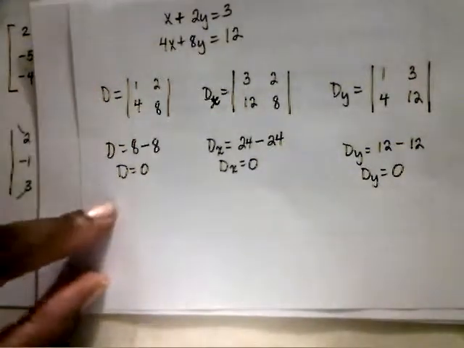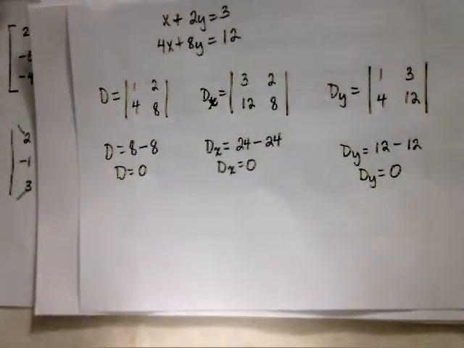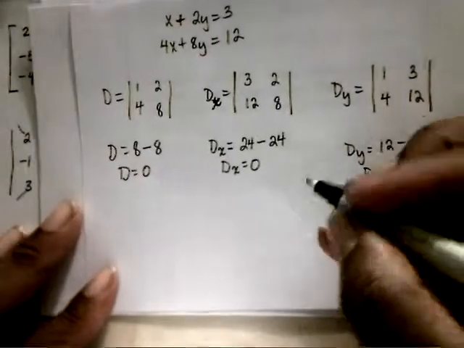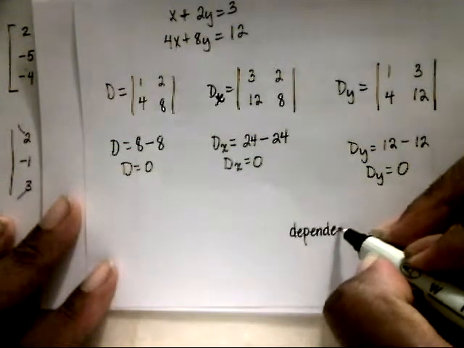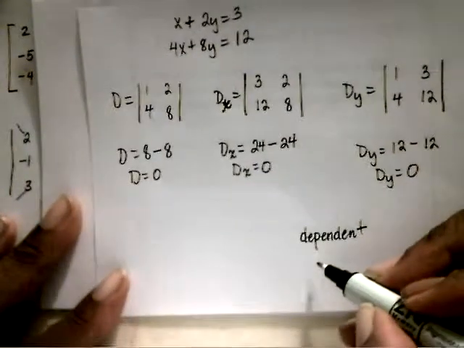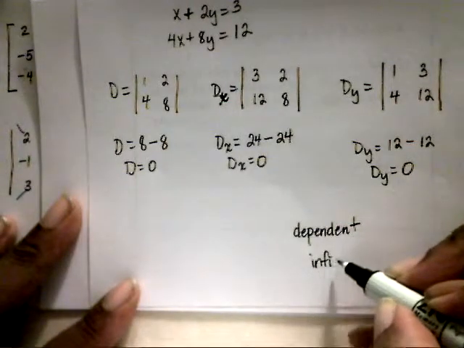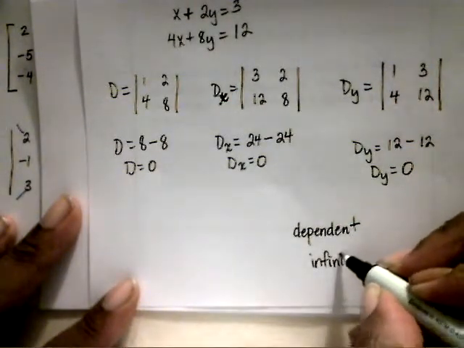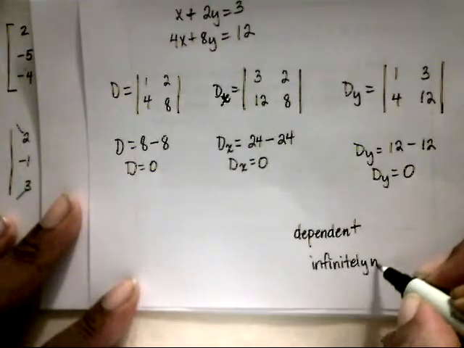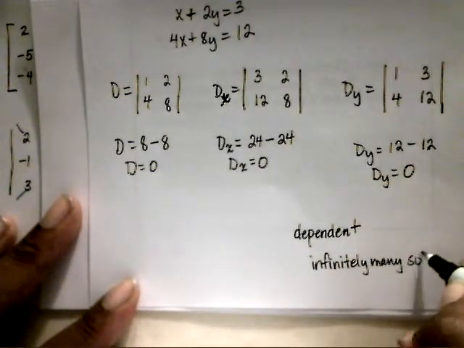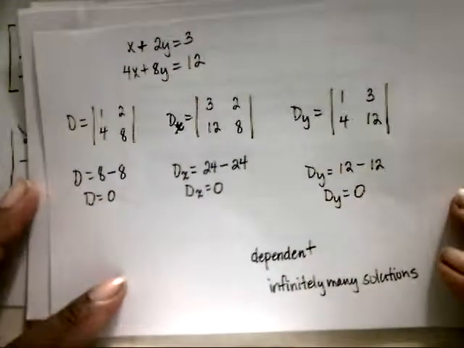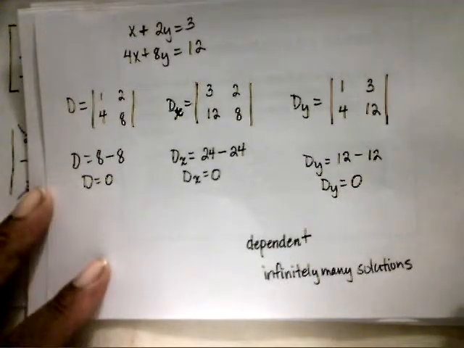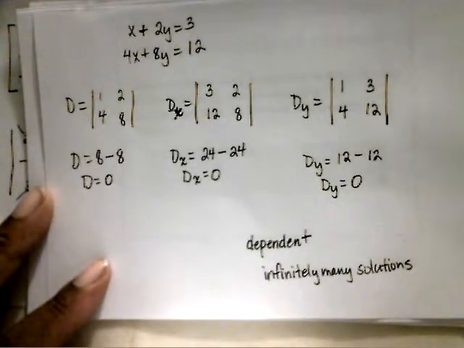Notice that the determinants for d sub x and d sub y are all zeros here. So in this case here, we have what we call a dependent system of equations. And the solution set would be, we'll just say that this system of equations has infinitely many solutions, because the determinant of d sub x and d sub y are all zeros.